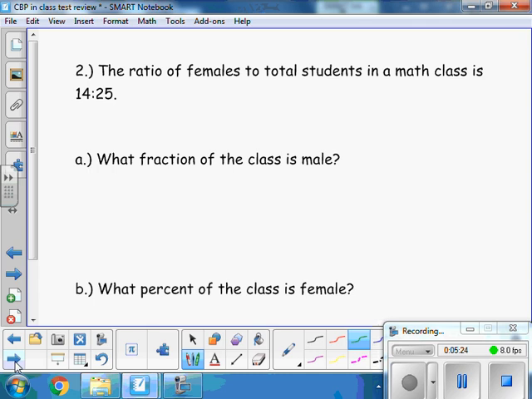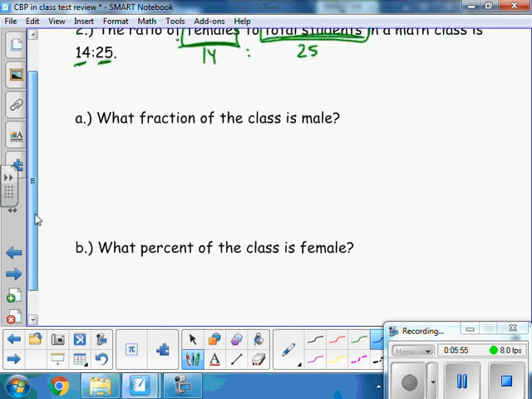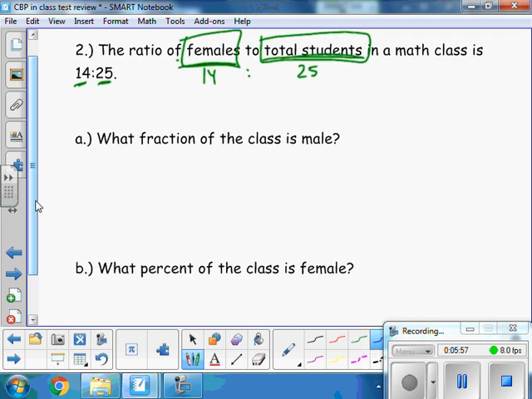All right, the ratio of females, which is 14, to total students, which is 25. So notice the order. Females, which is going to be our first number, to total students is 25. The order that I write my sentence in is the order I write my number sentence in. And that's going to help us. So why don't you go ahead and try these ones out. I've got these 2 questions. Press pause, you try, and then I'll try.